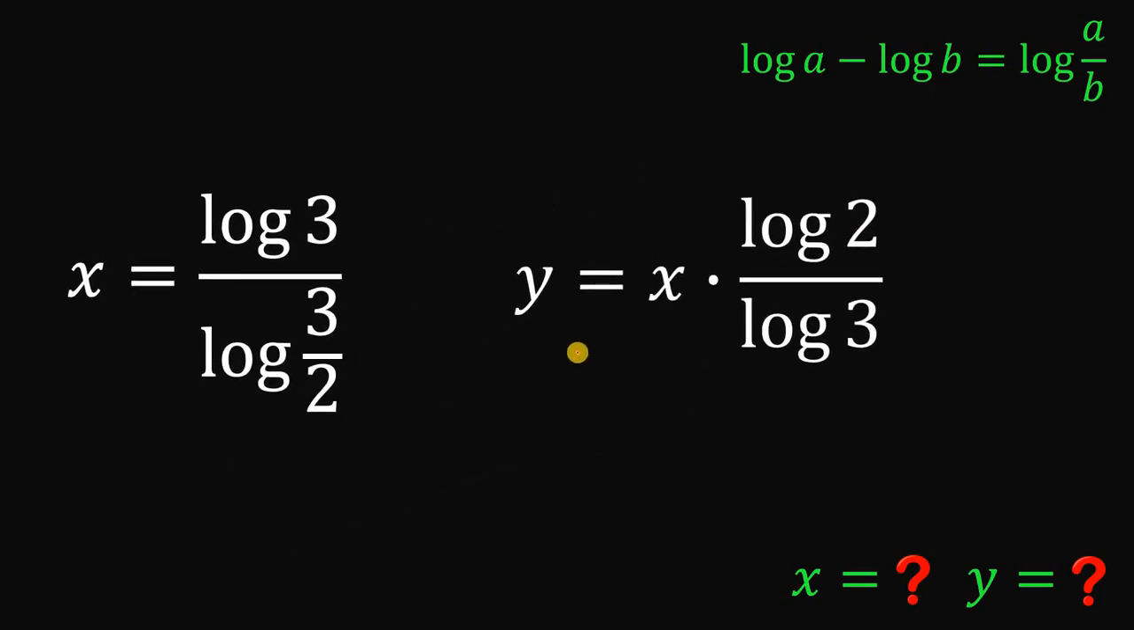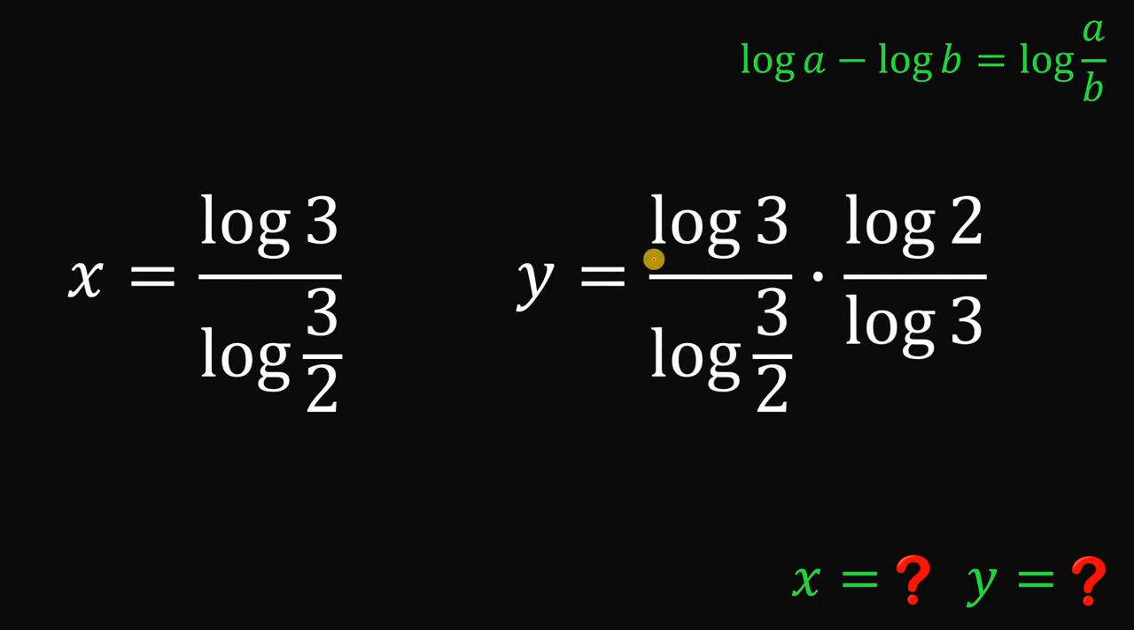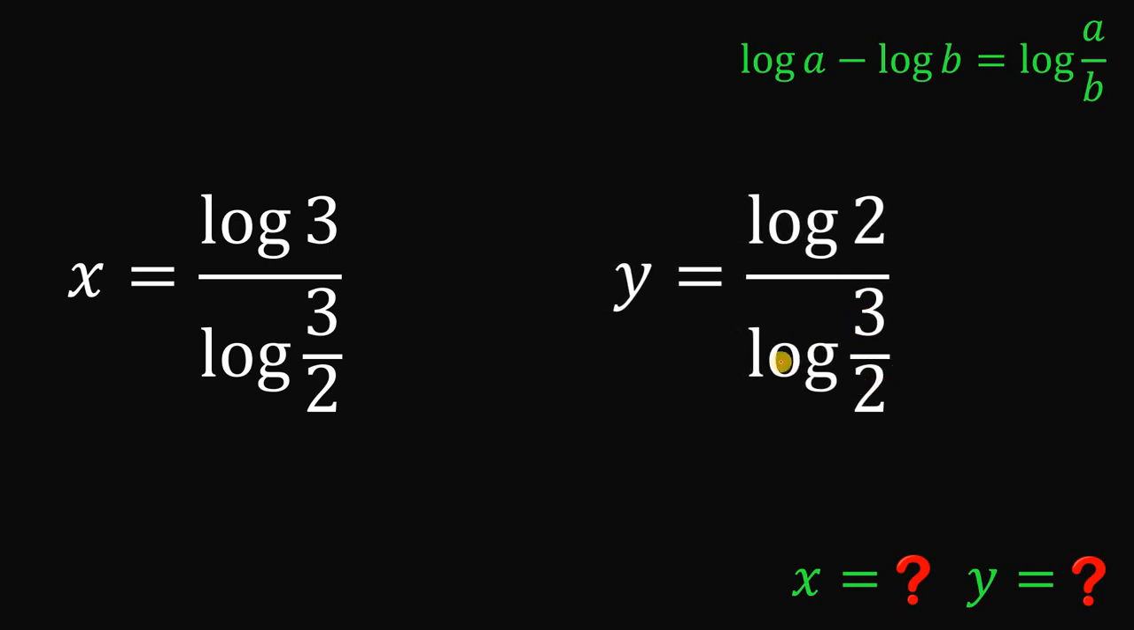Now, how about the value of y? So we know y equals x multiplied by logarithm of 2 over logarithm of 3. We know the value of x. This is just logarithm of 3 over logarithm of 3 over 2. Now, from here, we can easily see that we can cancel out logarithm of 3 on the numerator and on the denominator. So, this simplifies to logarithm of 2 over logarithm of 3 over 2. And that is the value of y.